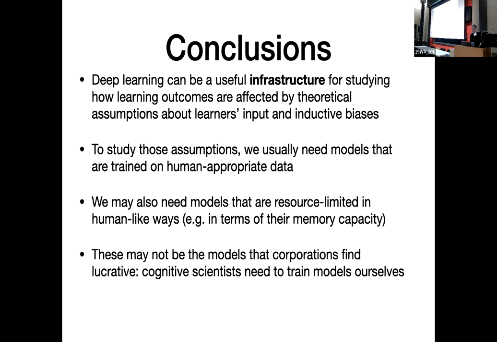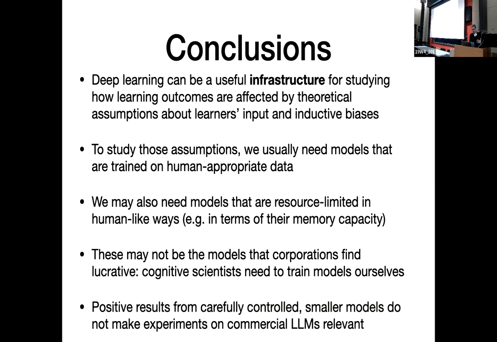And it's very likely that these are not the models that a corporation is going to find the most useful financially. So, as I mentioned, it looks like the models that big corporations are producing are becoming increasingly different from the models that we need for cognitive science. And I also think that positive results from the smaller models don't automatically make the experiments in commercial LLMs relevant. I think we just should not care at all about those experiments. So that's what I want to say.